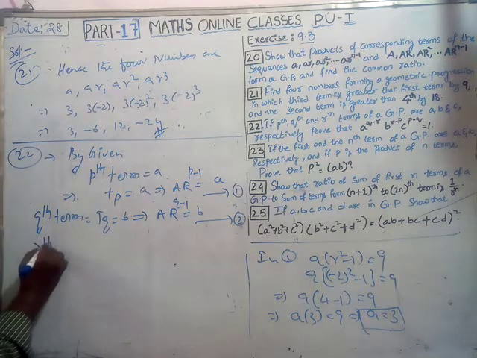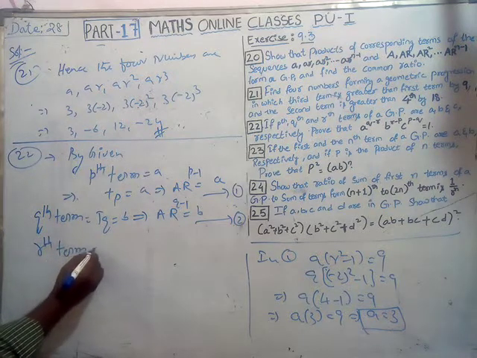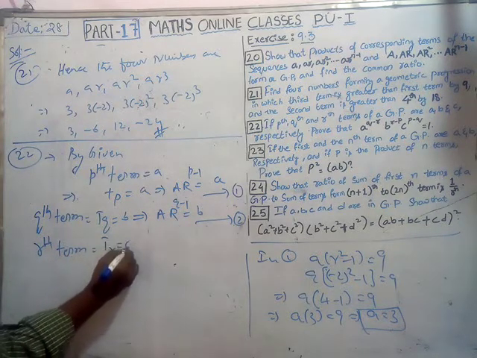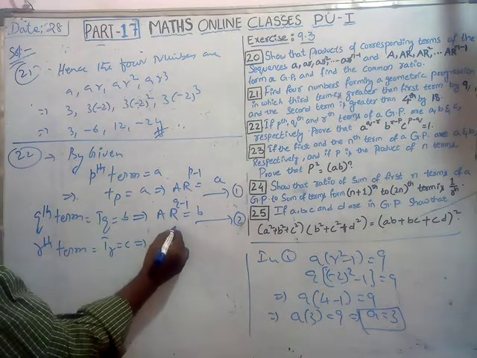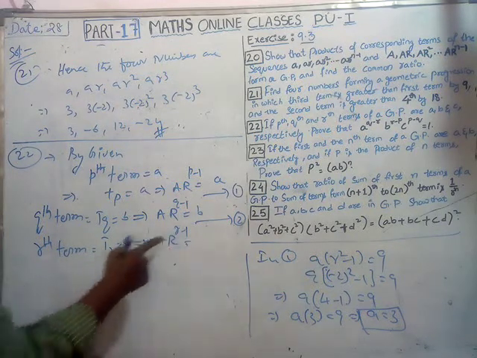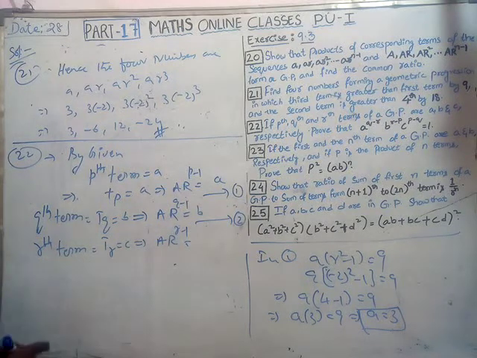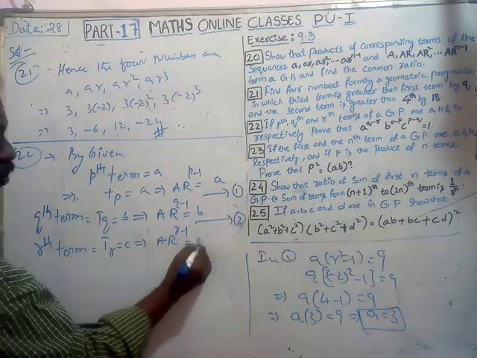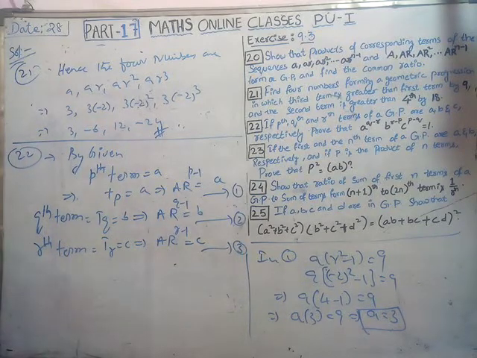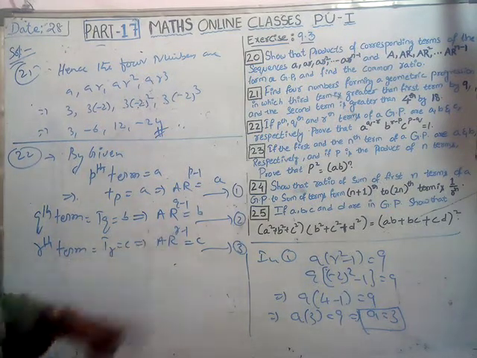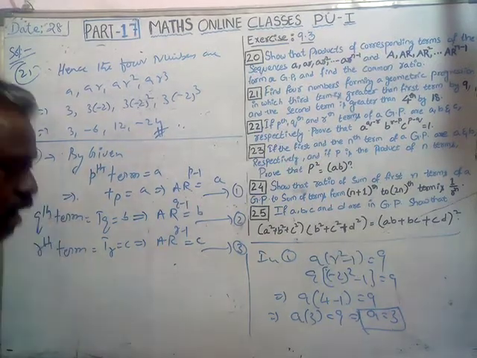And the rth term, TR is equal to C. That implies, what is TR? Capital A R power R minus 1. This R is a different one. Small rth term is equal to C. It is a number 3. Don't get confused, both small r and capital R are there.